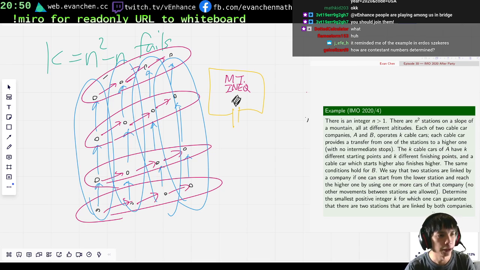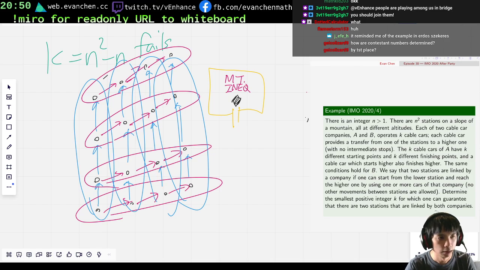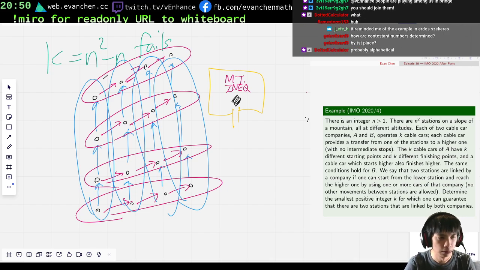And what I'm going to do is, how are contestant numbers determined? Alphabetically. Unless the person inputting them messed up, but it's supposed to be alphabetical.